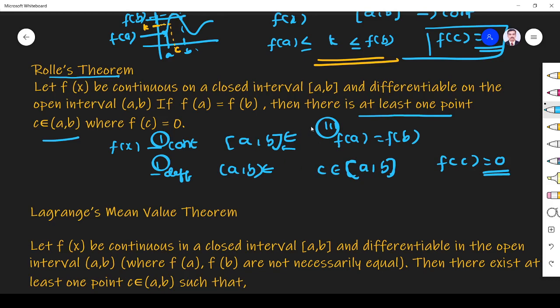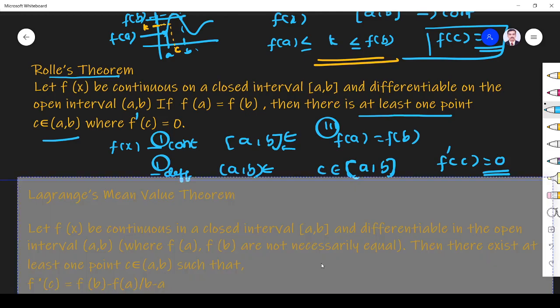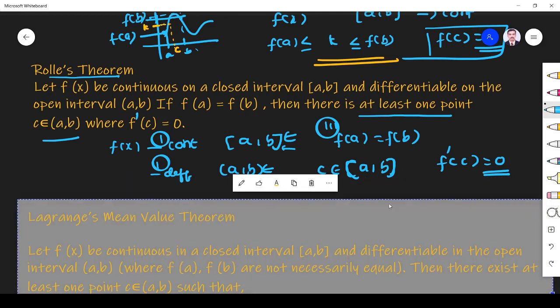If all three conditions are satisfied, Rolle's theorem states that there must be one value c which lies between a and b such that f dash of c, not f of c, f dash of c must be equal to 0. So that is the important theorem. This is Rolle's theorem.